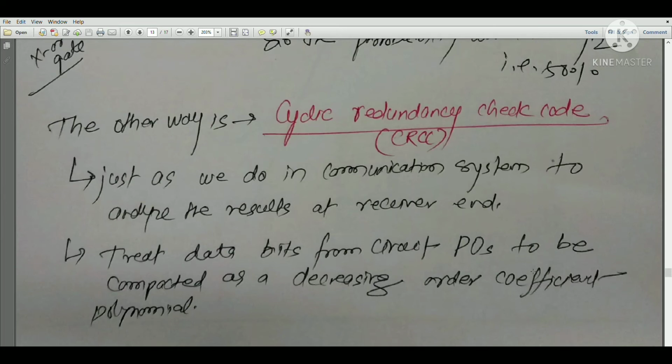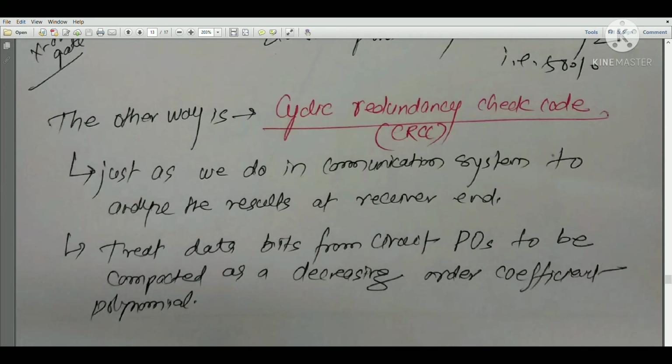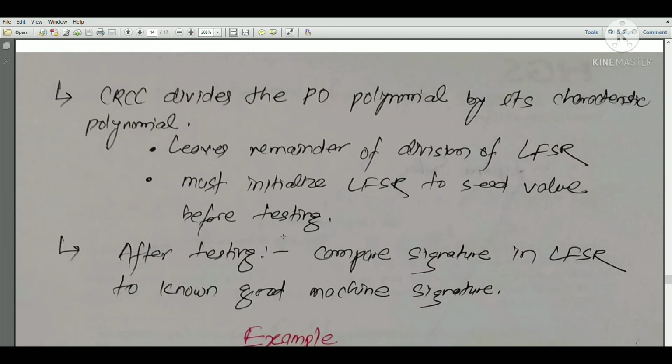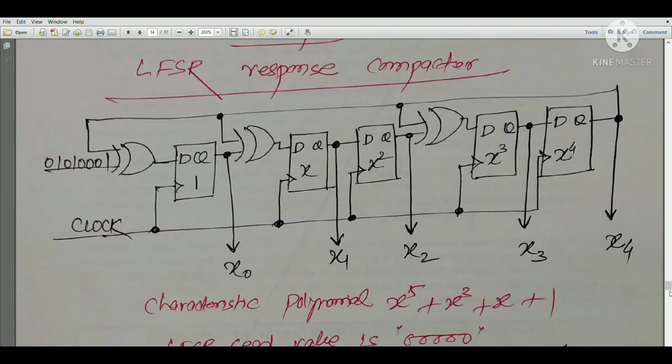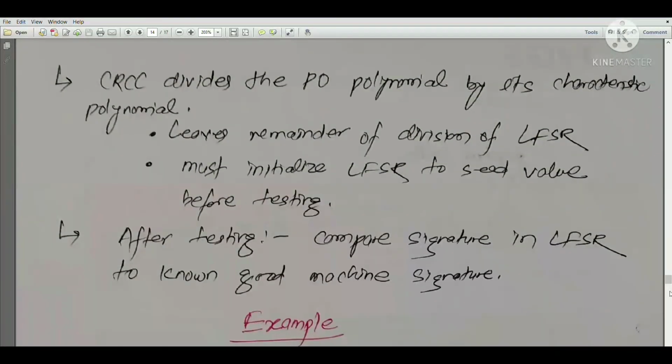So treat data bits from circuit primary outputs, PO meaning primary outputs, to be compacted as a decreasing order coefficient polynomial. Again, the polynomial concept is there. So CRCC divides the PO polynomial, the primary output polynomial, by its characteristic polynomial. In the process, it leaves the remainder of the division in the LFSR, obviously. The LFSR must be initialized to a seed value before testing. Some initial logic should be there before testing.